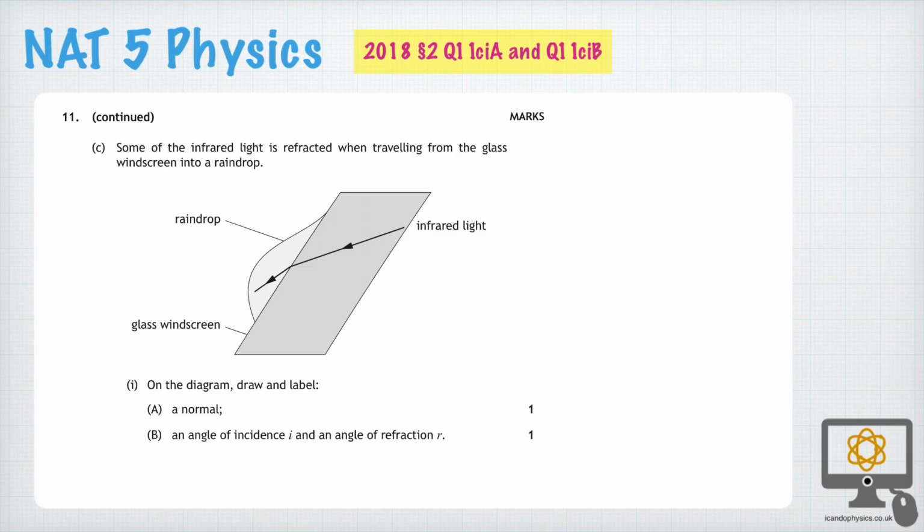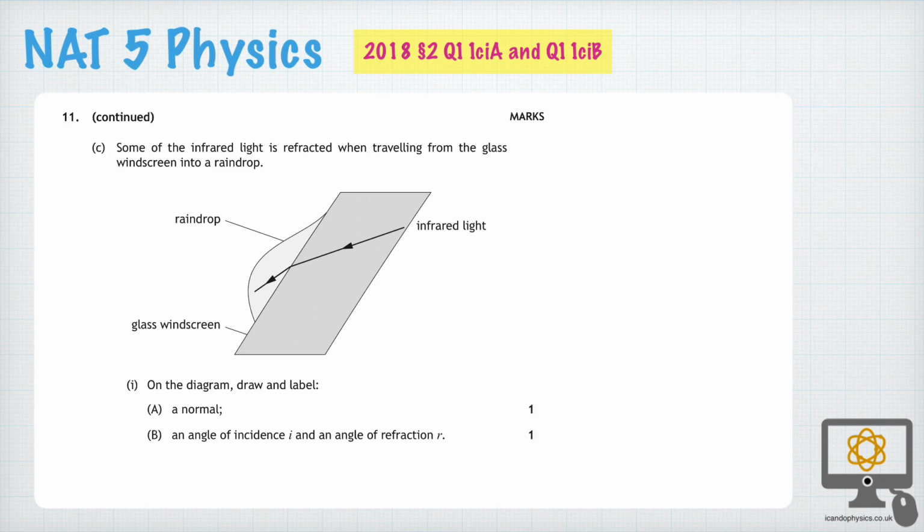Question 11c part 1 is a fairly typical question. You see them every year in the National 5 papers, where you have to draw a normal line and identify the angle of incidence and refraction. Now, the area where most people would have had problems with this question is drawing the normal line correctly.